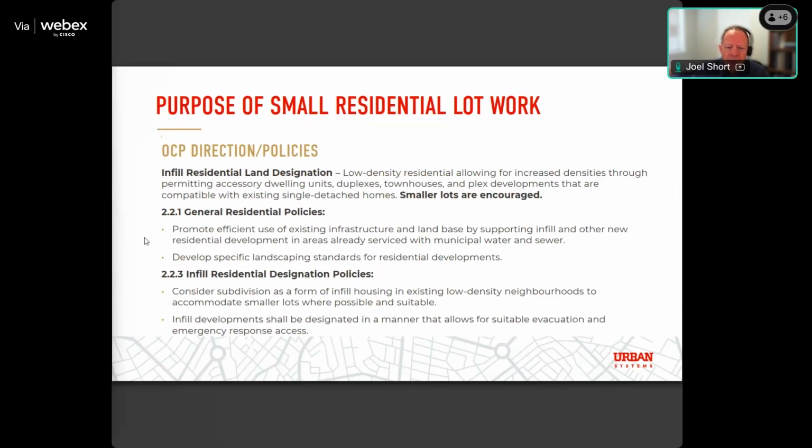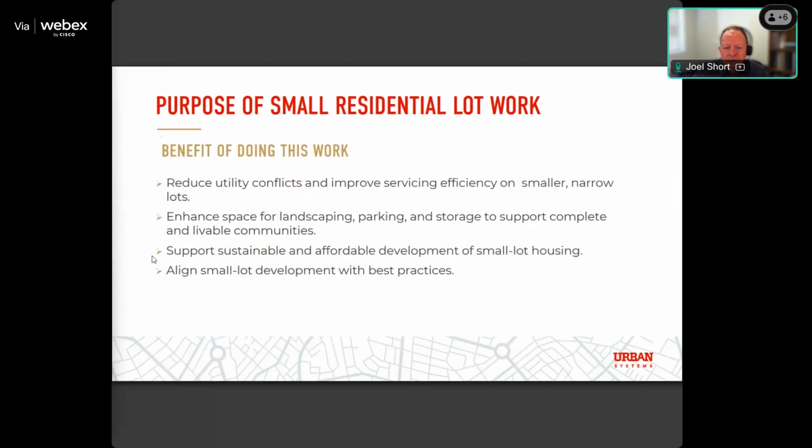Then there are some general residential policies promoting efficient use of existing infrastructure and the land base by promoting infill and new development, and developing specific landscaping standards for residential development. And the infill residential designation policies consider subdivision as a form of infill housing in existing low density neighborhoods to accommodate smaller lots. So it's all pointing towards smaller lots, more units, somewhat more density.